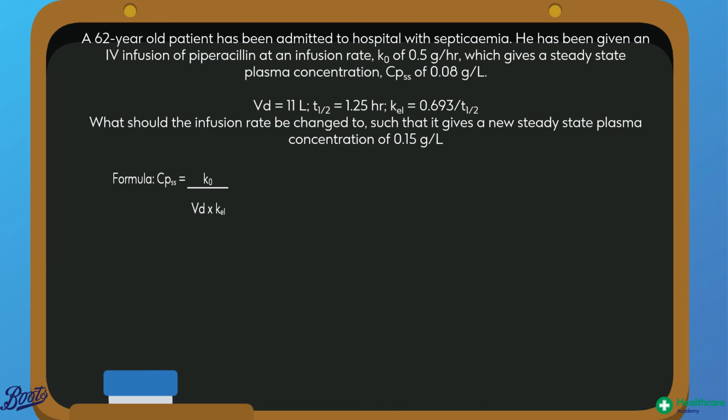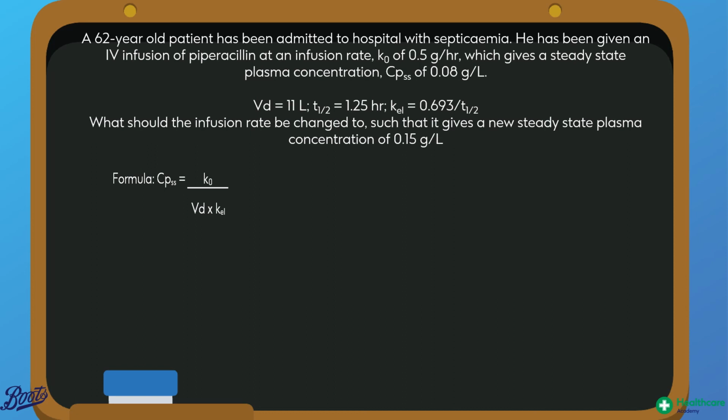Study Day Calculations Paper 2, Question 5. A 62-year-old patient has been admitted to hospital with septicemia. He has been given an IV infusion of piperacillin at an infusion rate of 0.5 grams per hour, which gives a steady-state plasma concentration of 0.08 grams per litre.